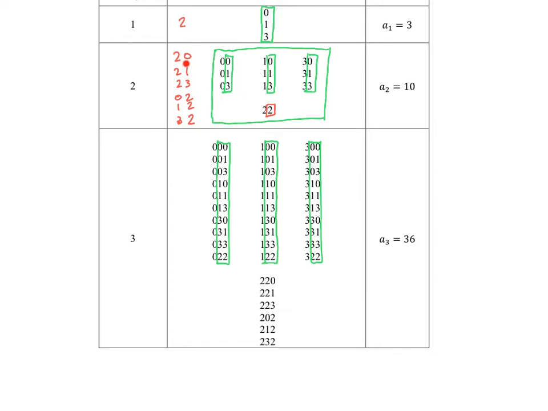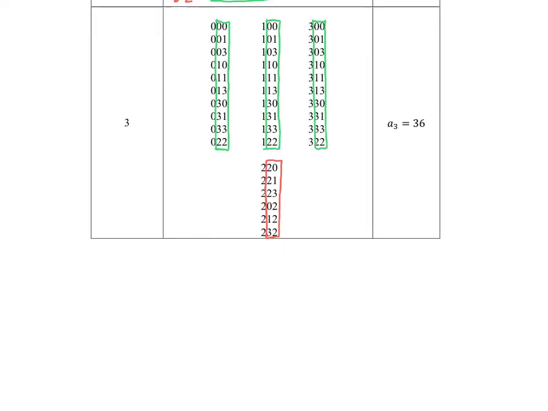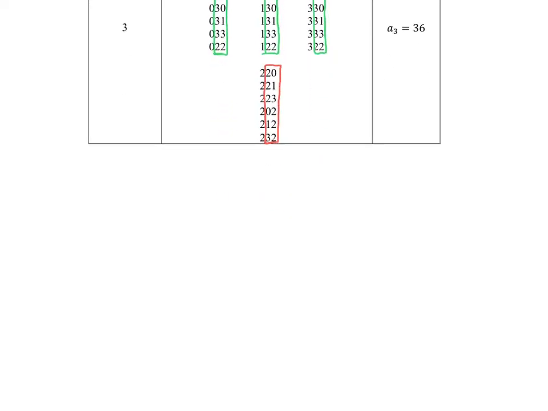So if we take all of those and pull them down here, write them again by placing a 2 in front, we get a grand total of an even amount. So the green boxes each make 10 in total, and the red box makes 6 more, giving us a grand total of 36. Let's try to generalize this idea and write down a recurrence relation.